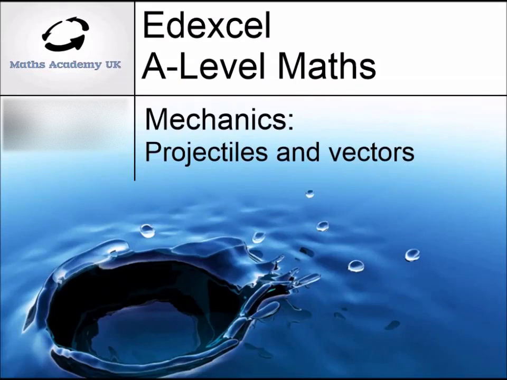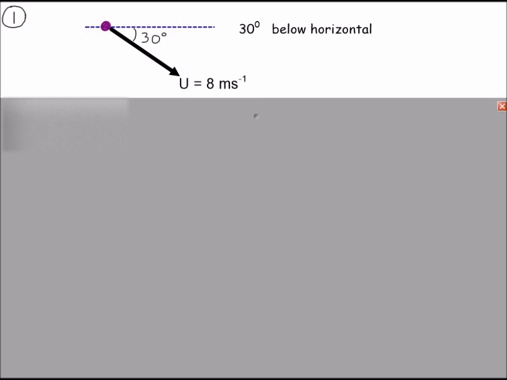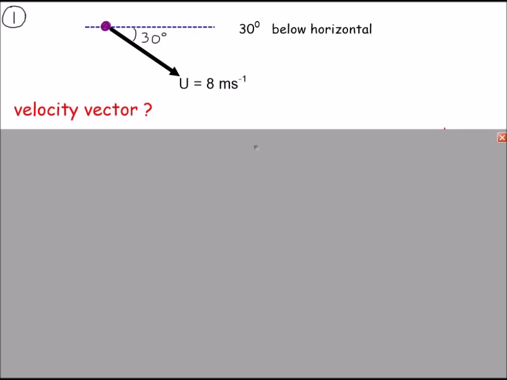Solving projectile problems using vectors. Example 1. This particle is projected at an angle of 30 degrees below the horizontal with an initial velocity of 8 meters per second. We want to work out the velocity vector.